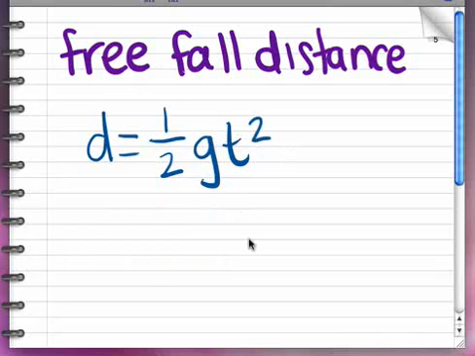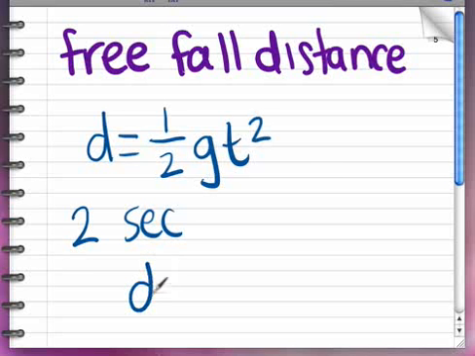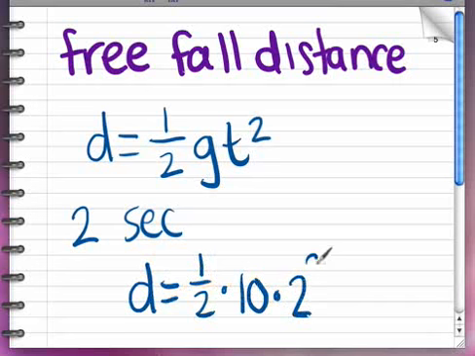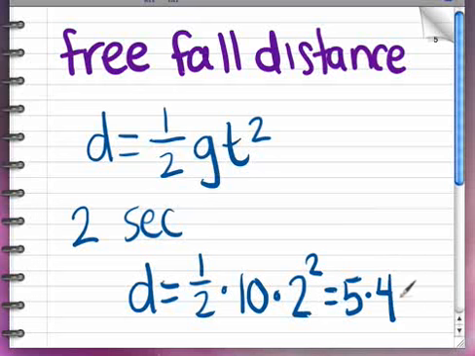Suppose I drop something and it falls for 2 seconds. What distance does it fall? Well, I just say distance is 1/2 times 10 times 2 squared. Half of 10 is 5, and 2 squared is 4, which means it's going to have fallen 20 meters.